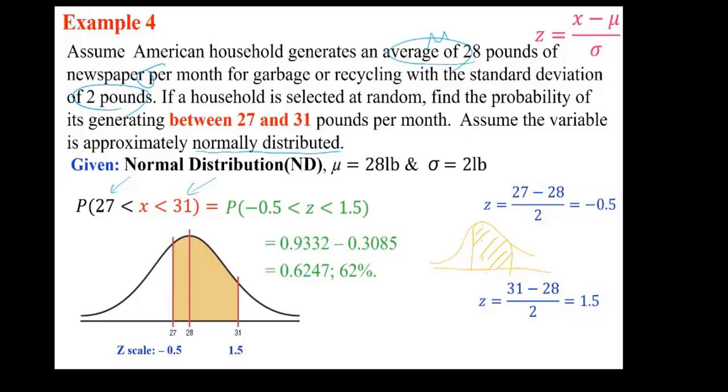And it's 62.47%. That would be the answer to this question. 0.6247. So if a household is selected randomly, the probability of generating between 27 and 31 pounds per month is 62.47%. That's horrible. So what can I tell you? Take care of your environment. Again, statistically, this is a proof that you gotta watch out for the future, and I mean that.